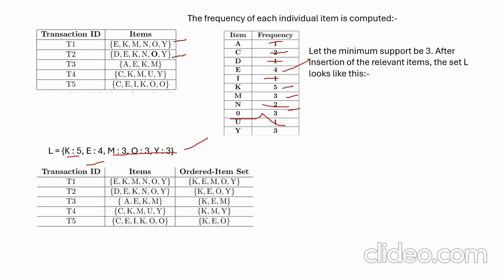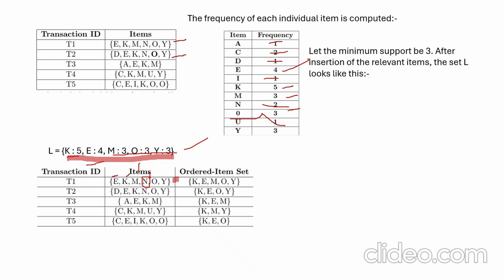So when you come here, see, this is the actual transaction. You will have E, you will have K, you will have M, and N you will not have, so N is eliminated. So E, K, M, O, Y. Again, we will rearrange this transaction in this order: K, E, M, O, and Y.